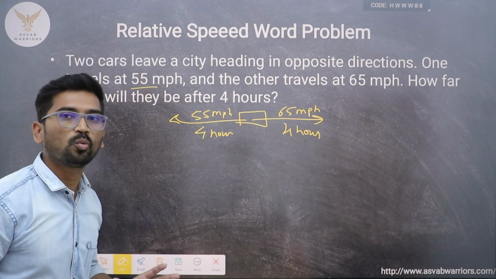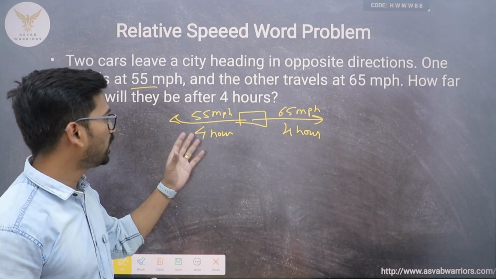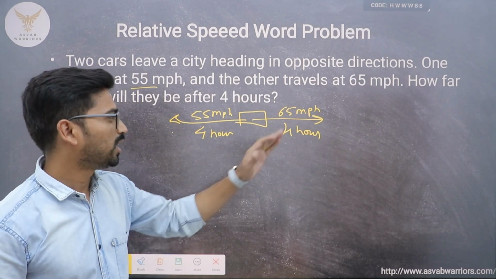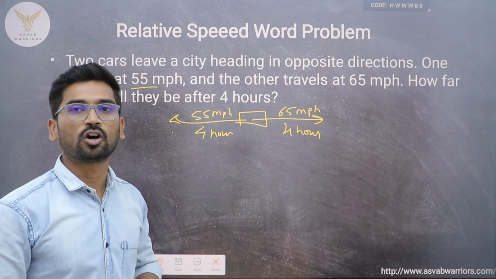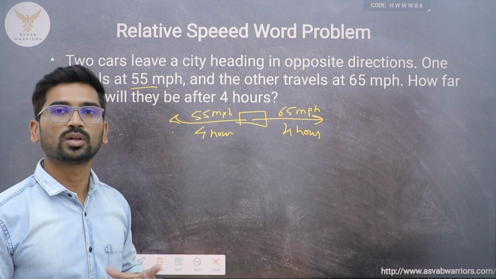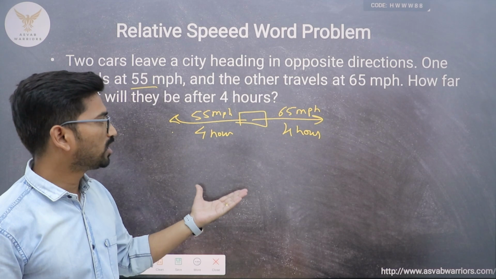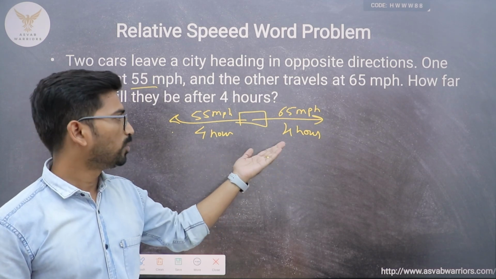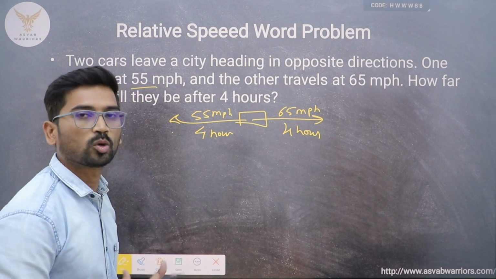Now there are 2 ways to solve this question. First one is, we will calculate the distance traveled by this car and the distance traveled by this car, and then we will add them. Or you can take the concept of relative speed. You will have to calculate the relative speed, and by using this speed you can calculate the distance traveled, because we have the time given as 4 hours. So we will see both the methods.